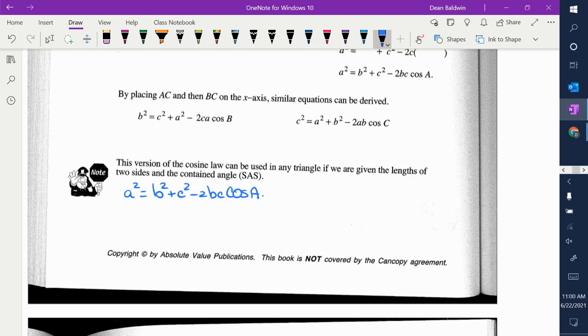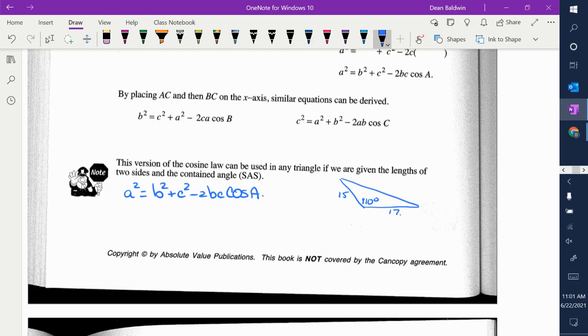We use cosine law when, now they're going to say, if you know the two sides and the contained angle. So side, angle, side. So basically if you have a triangle like this, and if I know this is 110, and this is 15, and this is 17. So that's a side, angle, side, SAS. Okay? Then you use cosine law.